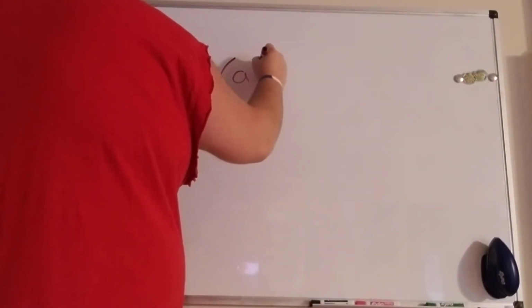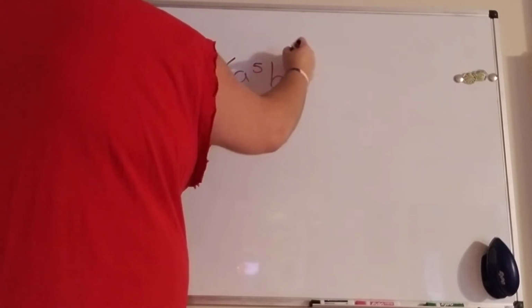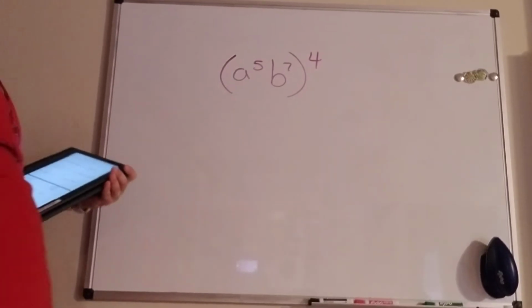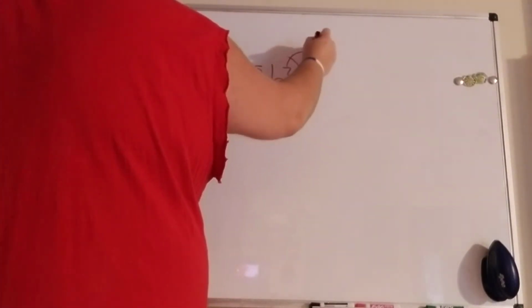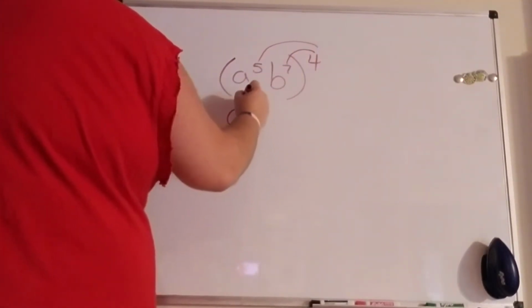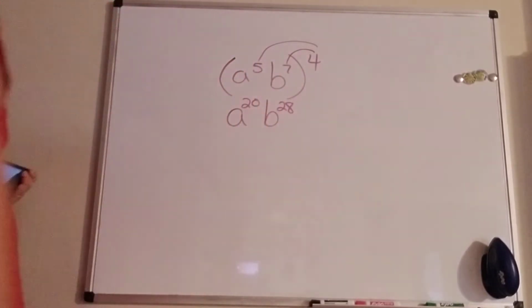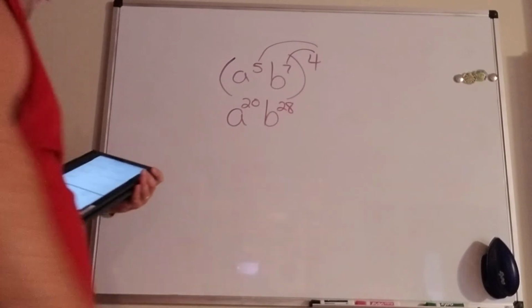We have a to the 5th, b to the 7th, and that's all to the 4th. So again, we have our exponent on the outside. We're going to multiply it by all the exponents on the inside. That's going to be a to the 20th, b to the 28th. Pretty straightforward. Nice. Number 7, we have multiple exponents.